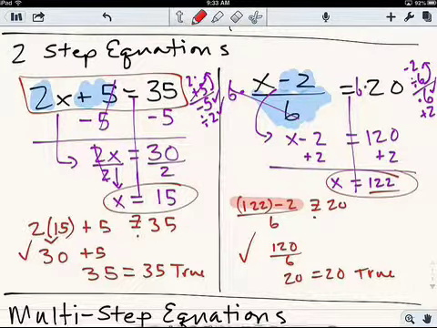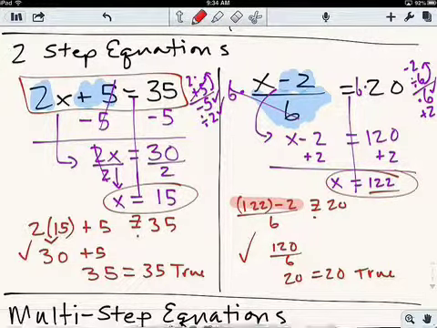Whenever you're thinking about trying to solve an equation, you should think about what is already in the equation, and then what order I have to undo them. And usually the order that you're going to undo them is the opposite of the order of operations. That's a review of two-step equations.